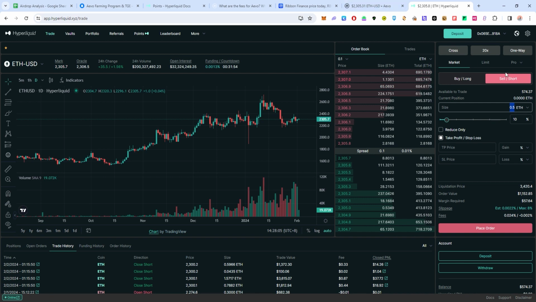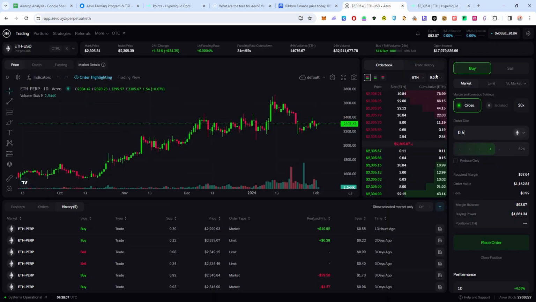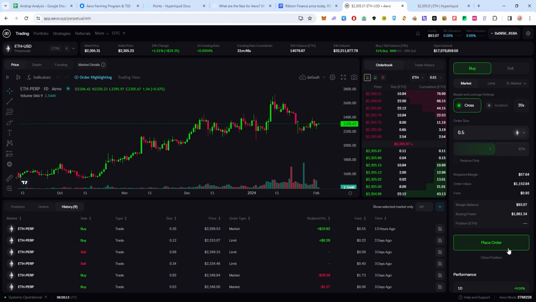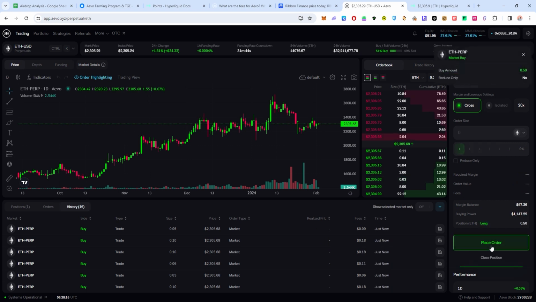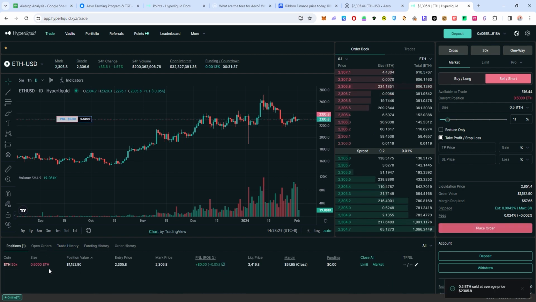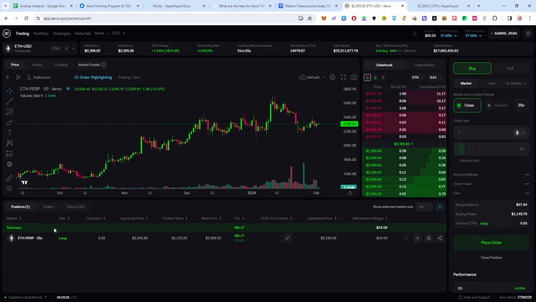Sell short, market order, buy, market order, confirm 0.5 Ethereum. And I'm going to execute both trades right now. I'm going to place order. And it executes immediately. So you can see under my positions, I executed 0.5 short, shorting the price here, and over here I am longing at 0.5 Ethereum.